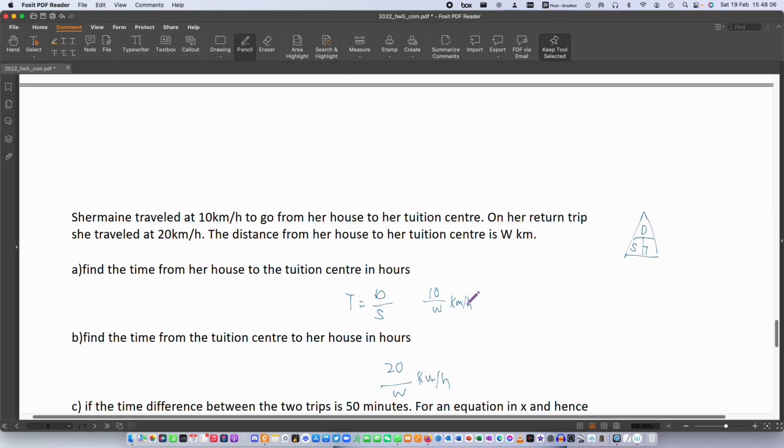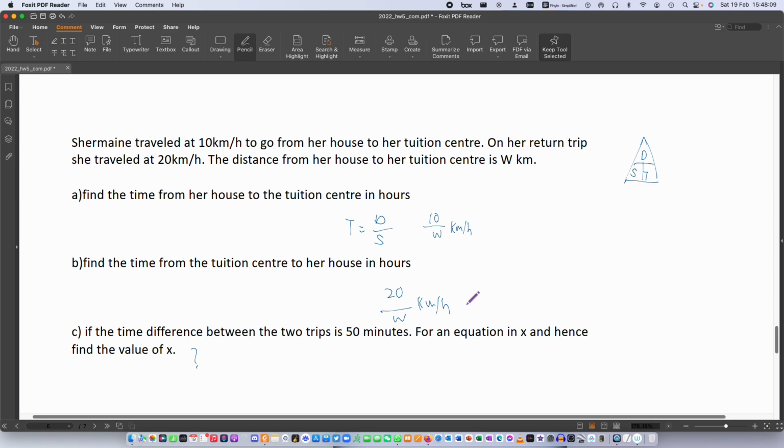Okay, correct. Okay, this question. So, travel 10 km per hour. Then this is the speed, right? This is the speed from home. This is the house to tuition center. This is the tuition center to home, the return journey. So find the time from her house. So time is given by distance divided by speed. What's the distance in this case? 10. I mean W. So is it 10 or W? The distance. W. So W. The speed is?